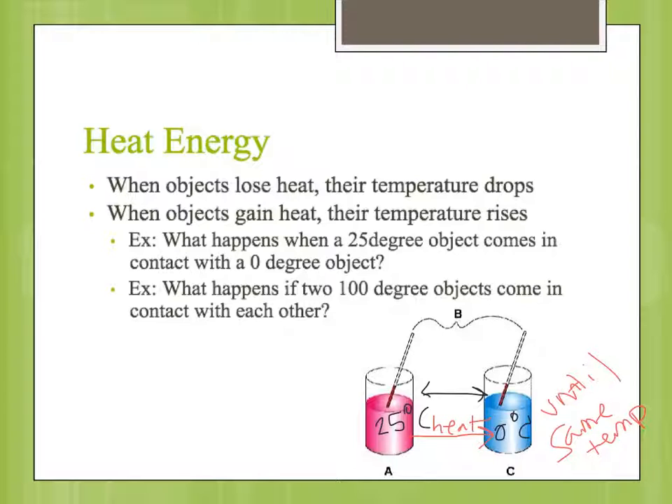Okay, so the heat is going to move from the 25-degree object to the 0-degree object until they reach the same temperature. Now, as heat flows, the solution that's 25 degrees Celsius is going to start to decrease in temperature because it is losing heat. However, the 0-degree Celsius one is going to start to increase in temperature because it is gaining heat from the other solution.